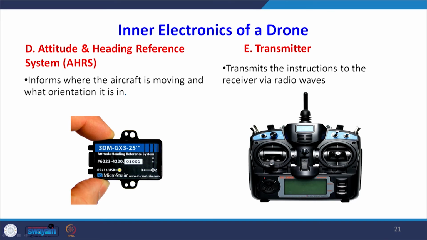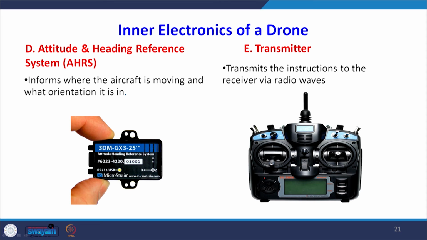Then under the inner electronic systems of the drone, we have the attitude and heading reference system, popularly known as AHRS. It informs where the aircraft is moving and what its orientation is. So you get all that information with the attitude and heading reference system. This is also very important to know the whereabouts of the aircraft or the drone system.